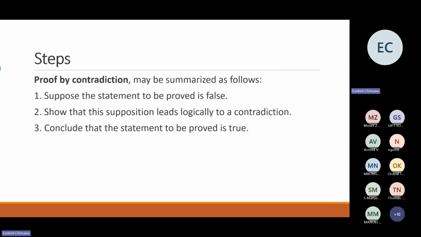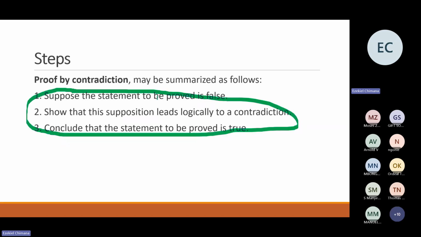Let's see how we can do this. So this proof by contradiction, maybe it can be summarized as: suppose the statement to be proved is false, right? The first thing you have to do is suppose that the statement to be proved is false. Then you show that this supposition leads logically to a contradiction. Then you conclude that the statement to be proved is true. So these are the steps that you need to go through. Maybe if we do an example, it will be clear to you what we mean by contradiction.